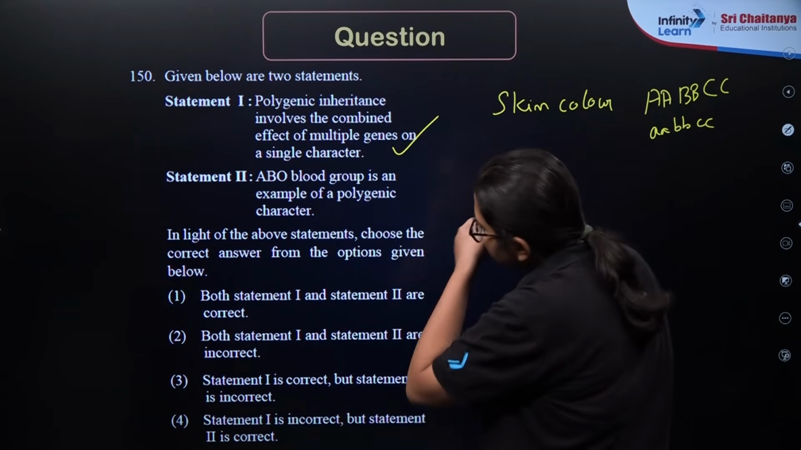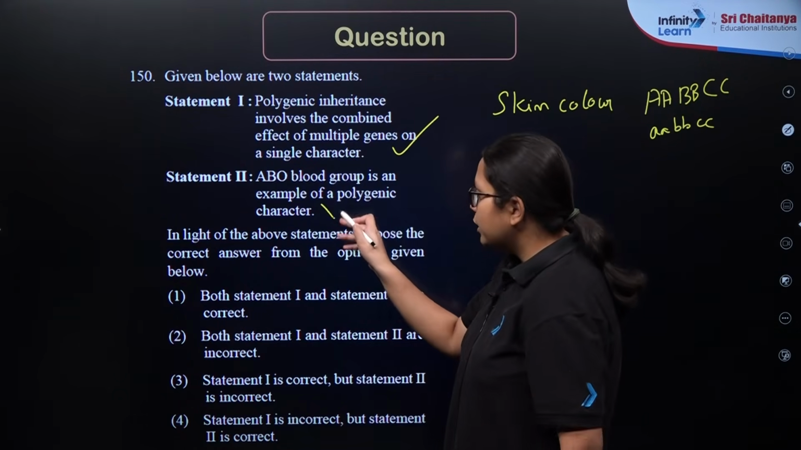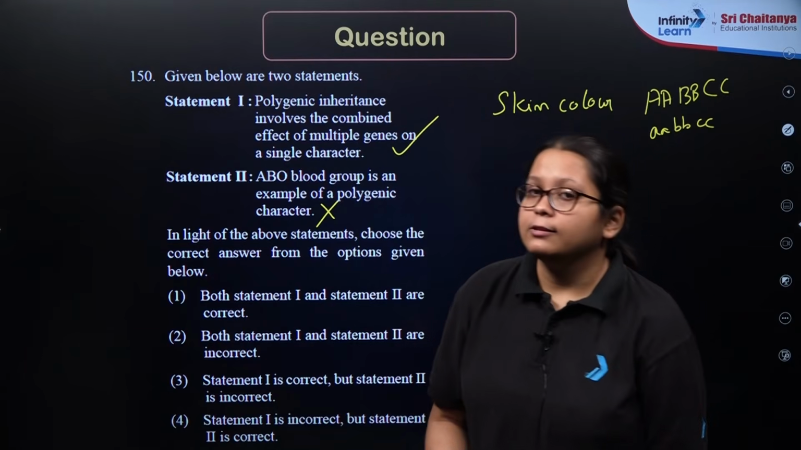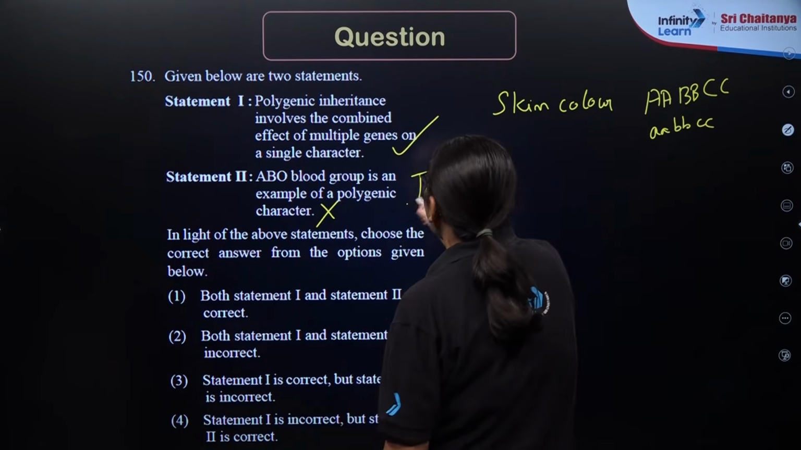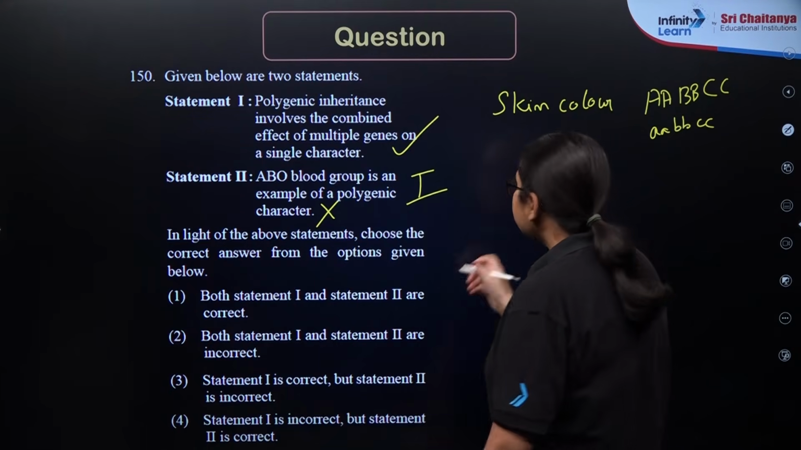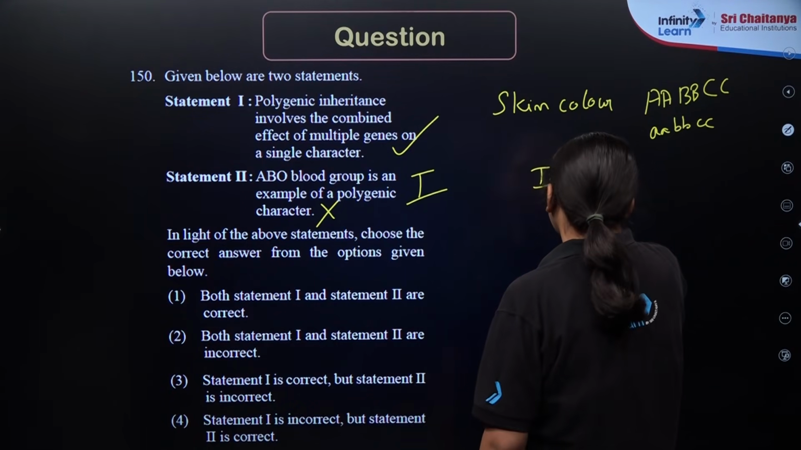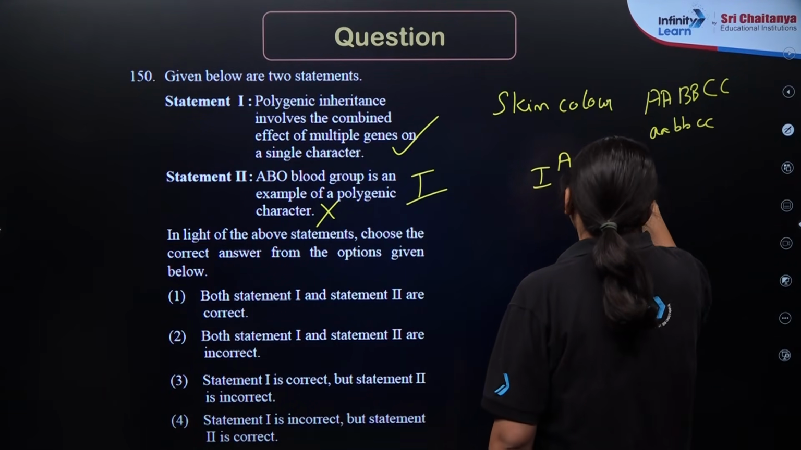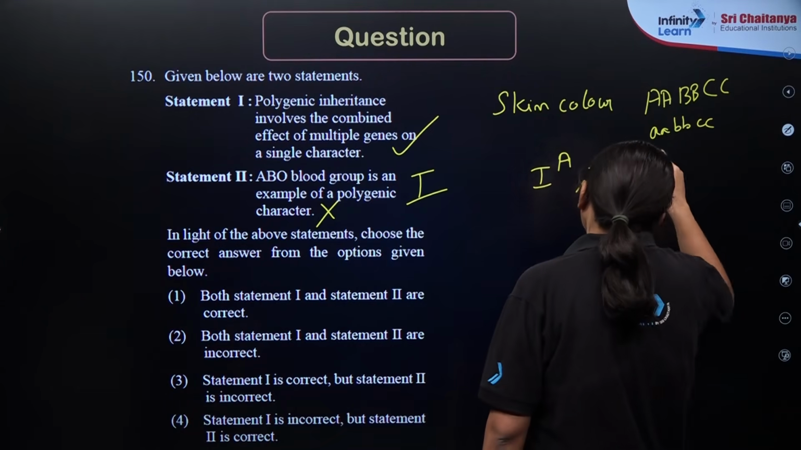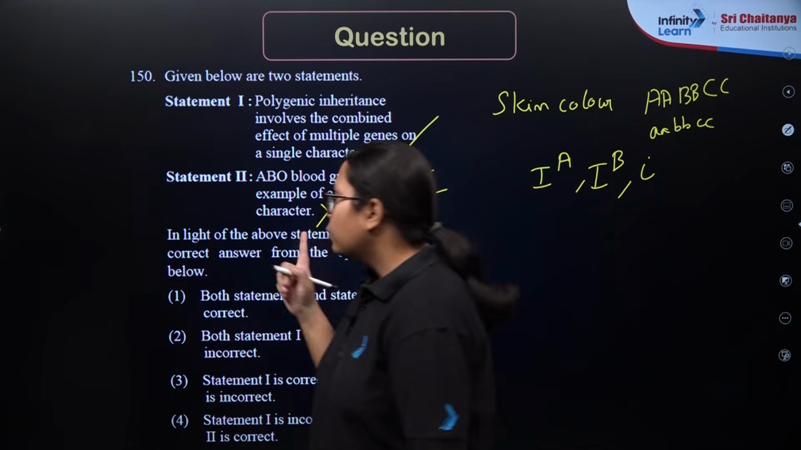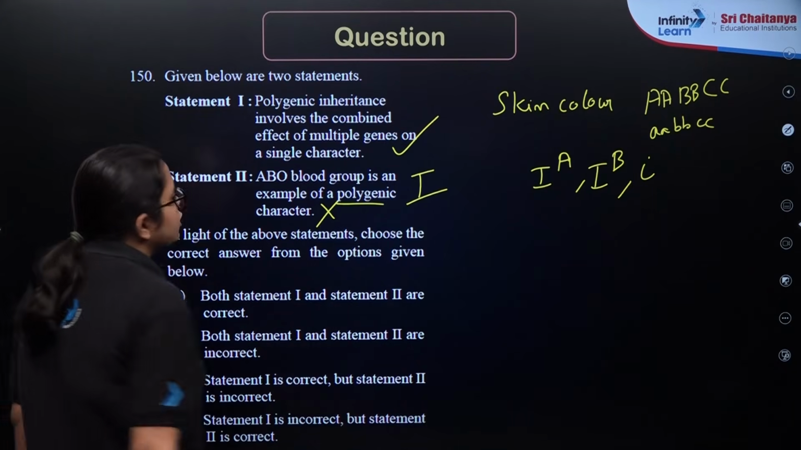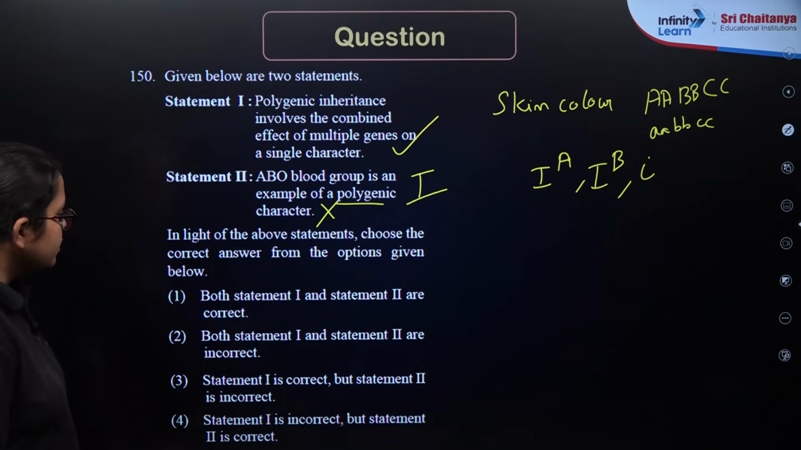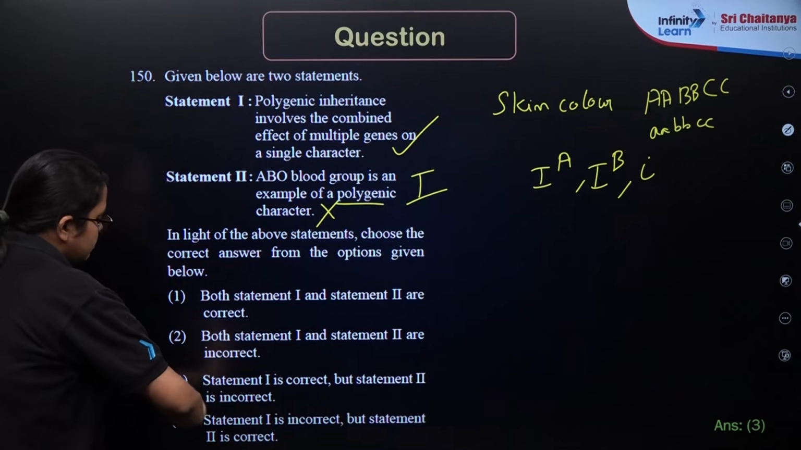Next, ABO blood group is an example of polygenic inheritance. No, it's an example of codominance. ABO blood group is controlled by a single gene, I gene. It has multiple alleles. It can have IA allele, IB allele, small i allele, but it does not mean there is more than one gene. No, it is only single gene I. So it's not polygenic inheritance. Okay, so statement 1 is correct, but second is incorrect.